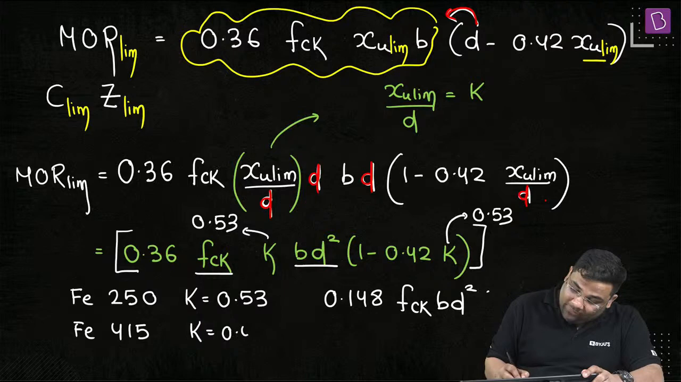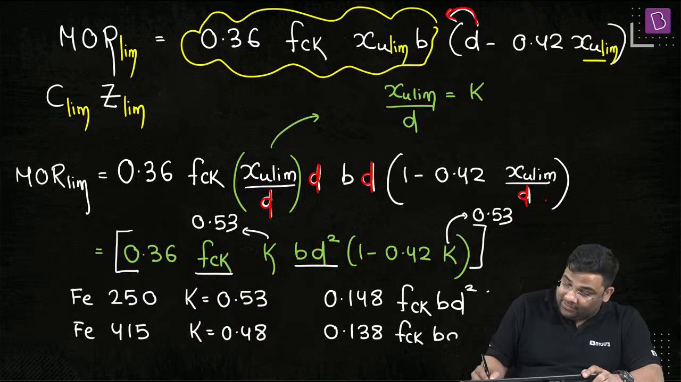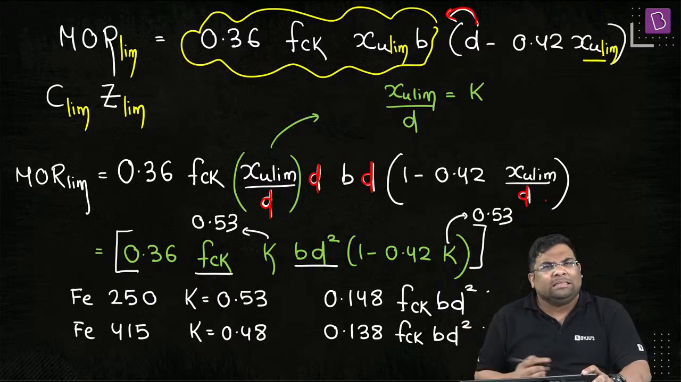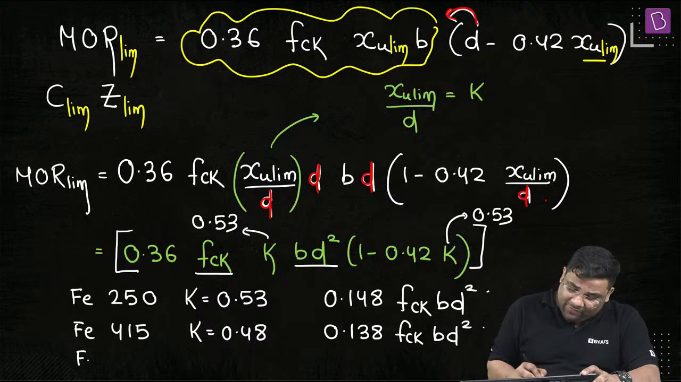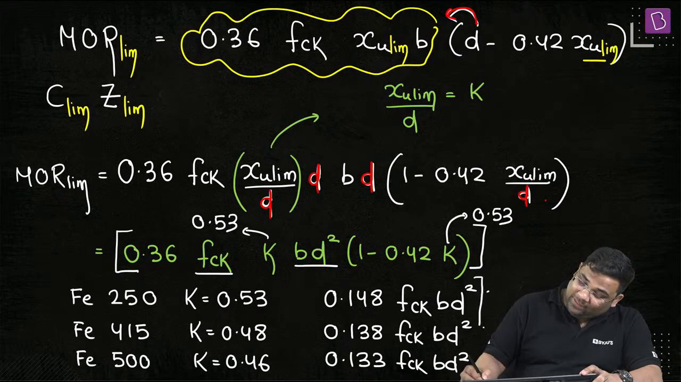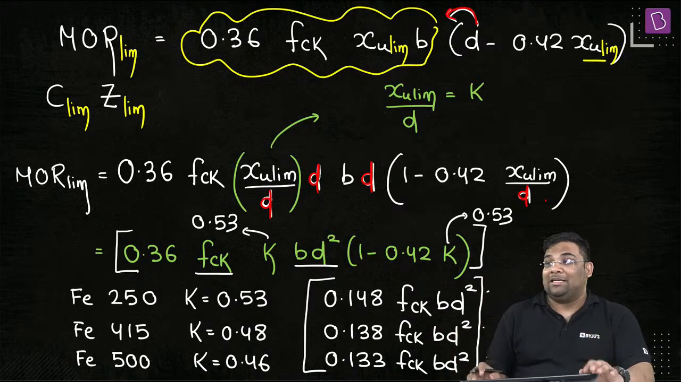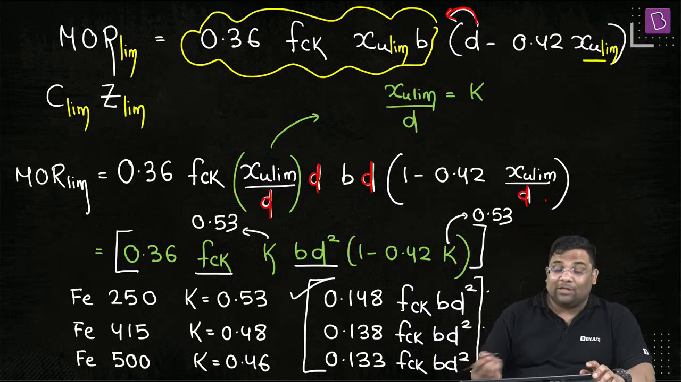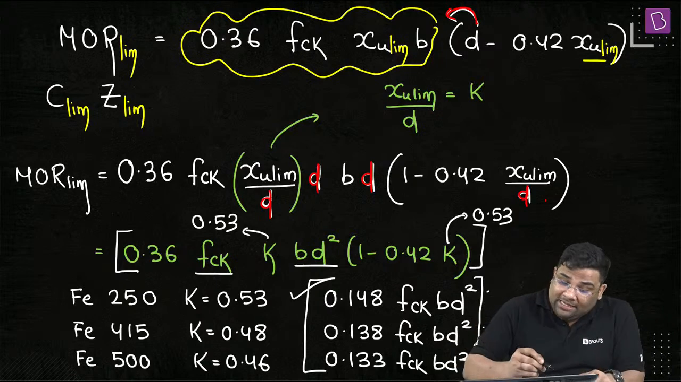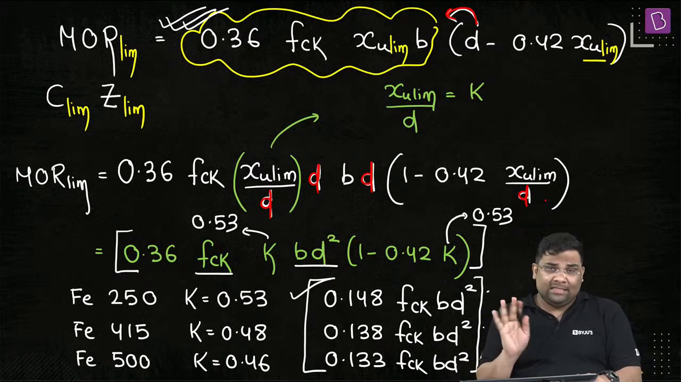When it is Fe415, K is equal to 0.48, you directly get 0.138 FCK BD square. You put 0.48. Easy. And when it is Fe500, K will be 0.46, and you'll get 0.133 FCK BD square. Now, if you remember these equations, then you can easily find out MOR limiting. Everybody understood how to find out MOR limiting using this equation. Or if you forget this equation, you can directly use the original equation, because these equations are coming from this original equation. Let us apply this and solve one question.